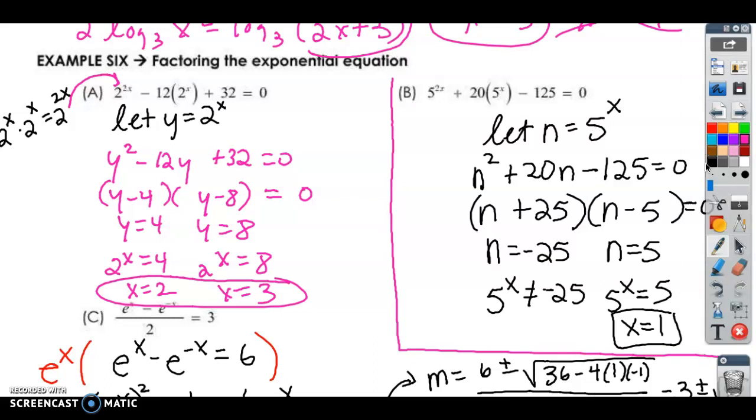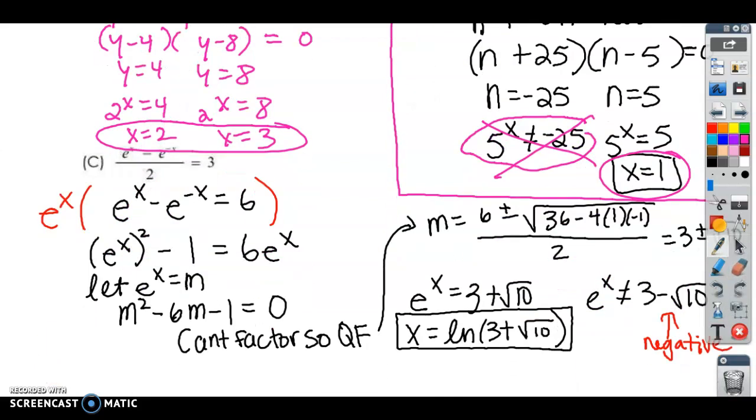So here's B. If I let n equal 5 to the x and rewrote the equation with n, and then factored it and wrote n equals negative 25, n equals 5, and then substituted the 5 to the x back in for n, I'm going to see right away that negative 25 is not going to give me a solution. So the only solution that's going to work is x equals 1. We are almost done. Do not worry. All right, I believe this is the last problem.